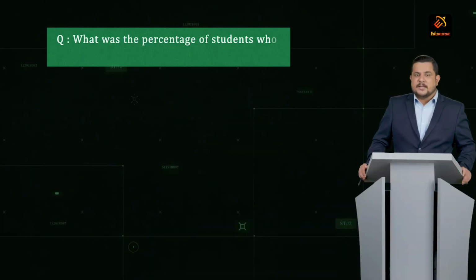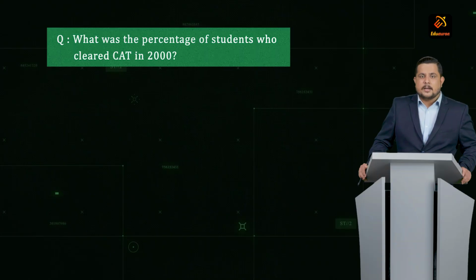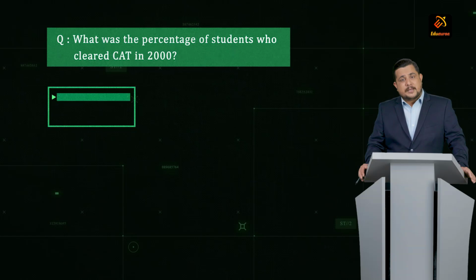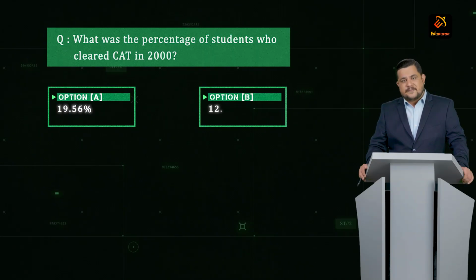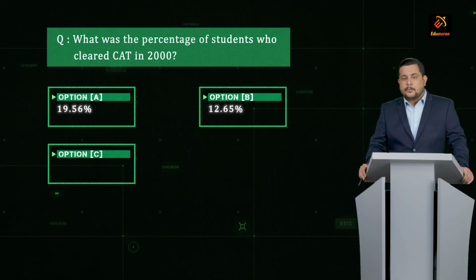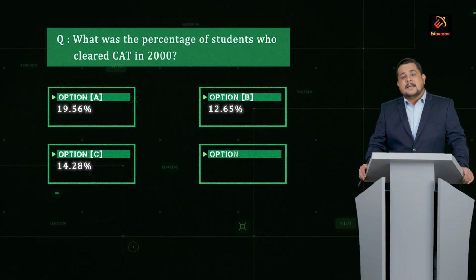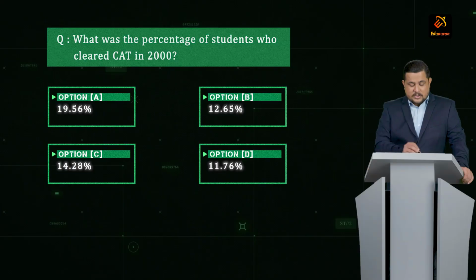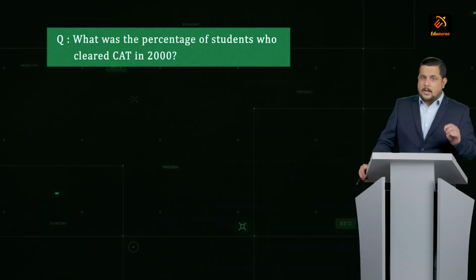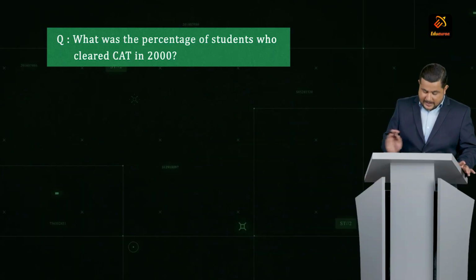What was the percentage of students who cleared CAT in 2000? Your options are option A 19.56%, option B 12.65%, option C 14.28%, option D 11.76%. So what was the percent of students who cleared CAT in 2000? In the year 2000, how many students passed the CAT exam?